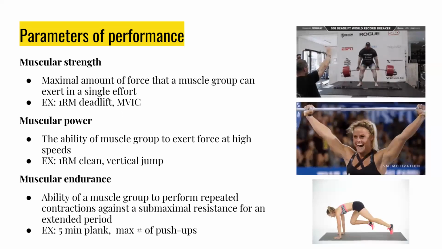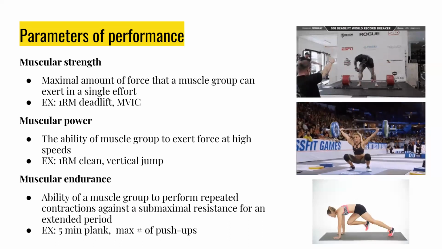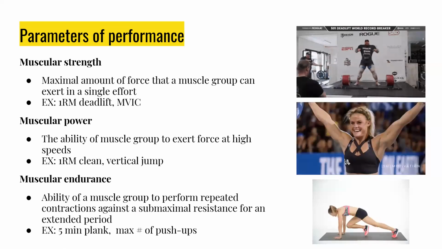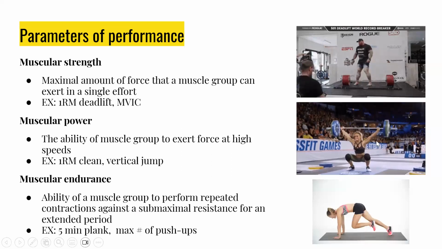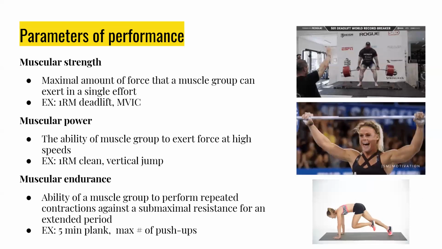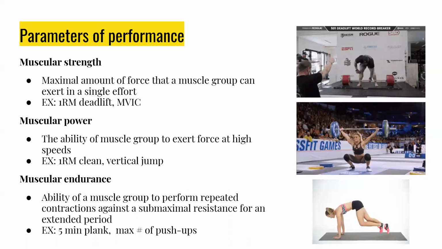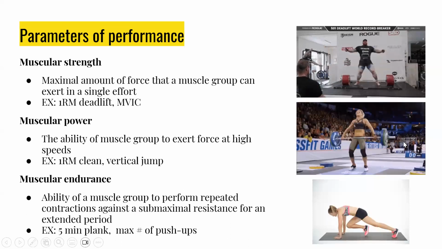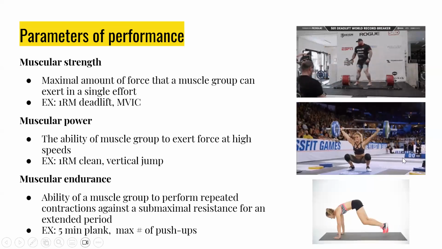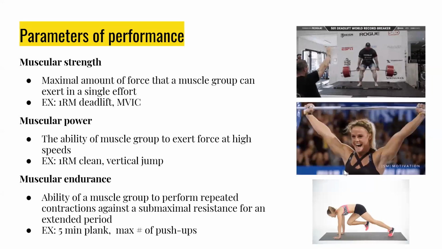Muscular power, that's the ability of muscle groups to exert force at high speeds, right? So this is more at a sub-maximal of the 1 rep max, in order for me to exert as much force as possible with high speed. So for example, that can be the 1 rep max of the snatch. That will be the picture here in the middle. My CrossFit girl doing the 1 rep max of a snatch. Could also be a 1 rep max of a clean or the vertical jump.